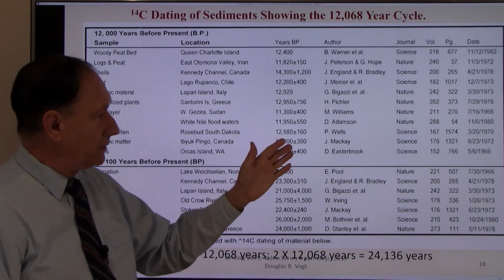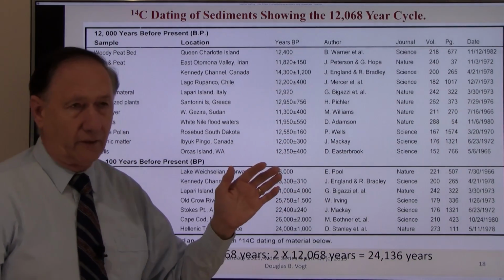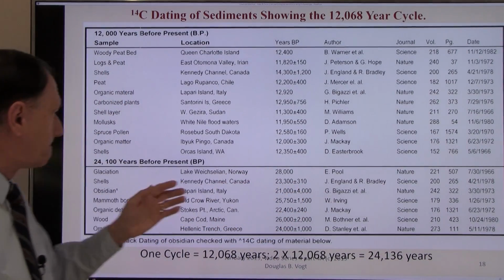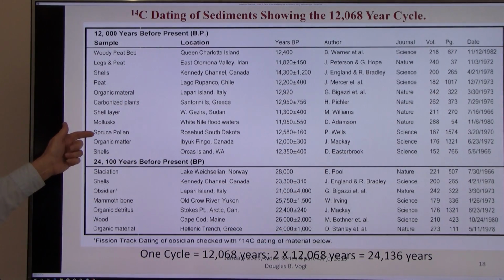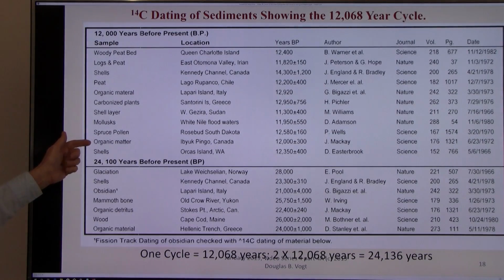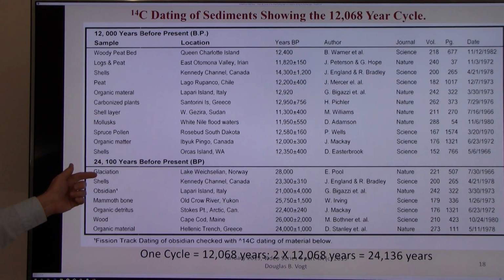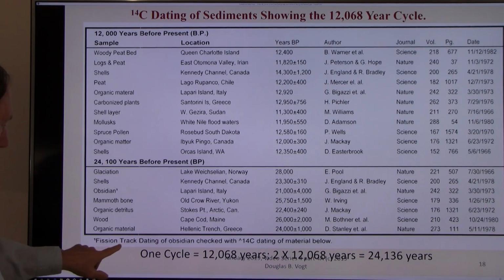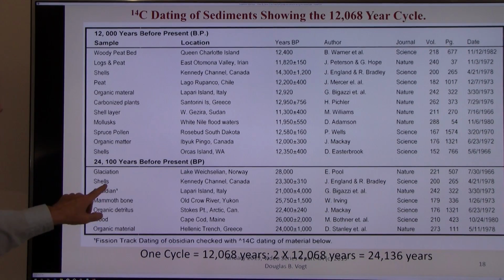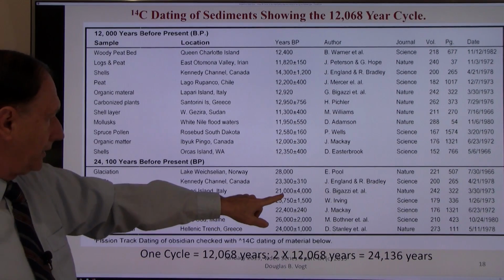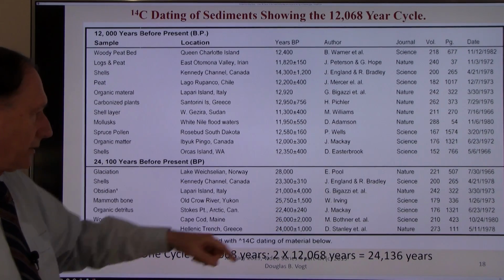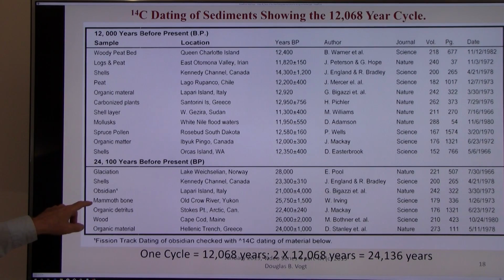The best is to read these journal articles. They go into it better than I can in a few minutes on a video, but everything for even pollen, spores, I was actually surprised they were able to do shell, but they do. 24,000 years, glaciation, shells, obsidian. They were using fission track dating for this, which is iffy, but they came up with 21,000 plus or minus 4,000 years. Mammoth bones, organic debris, wood, and stuff like this.